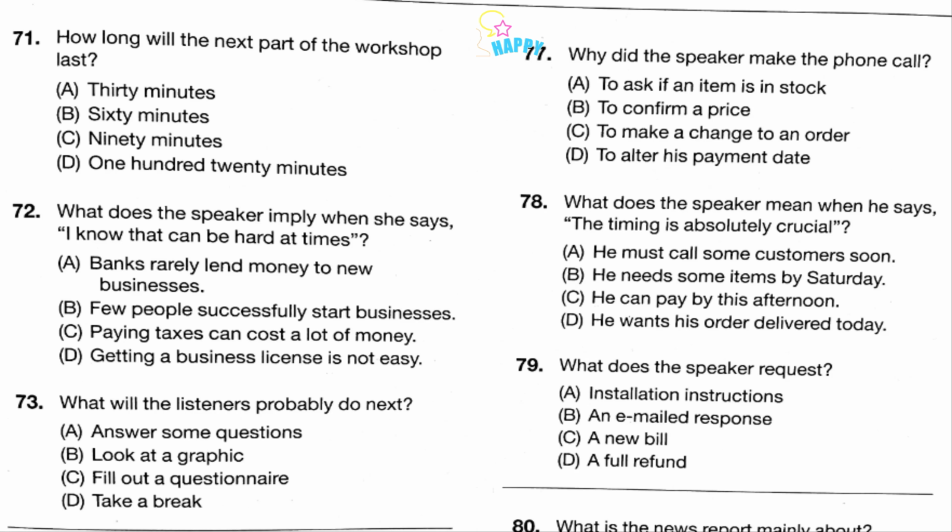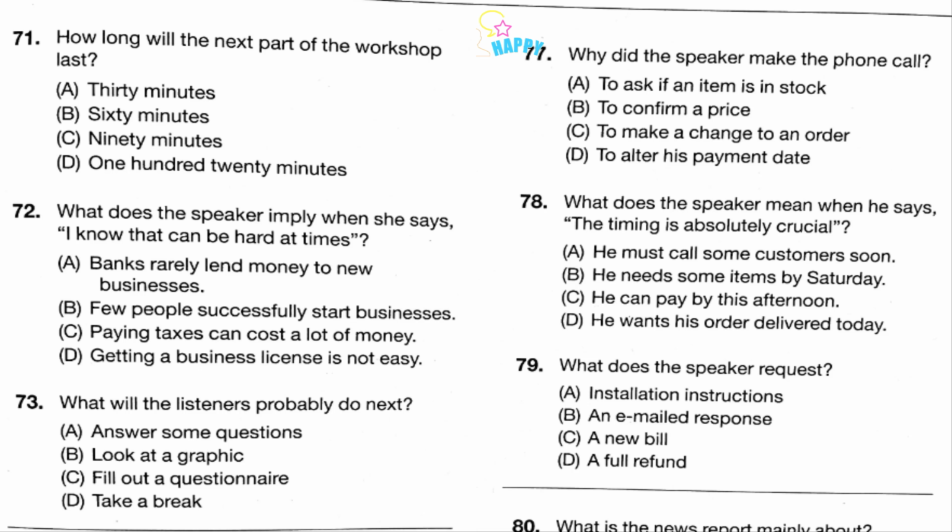Part 4. Directions. You will hear some talks given by a single speaker. You will be asked to answer 3 questions about what the speaker says in each talk. Select the best response to each question and mark the letter A, B, C, or D on your answer sheet. The talks will not be printed in your test book and will be spoken only one time.